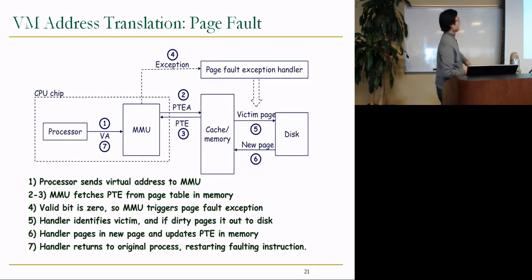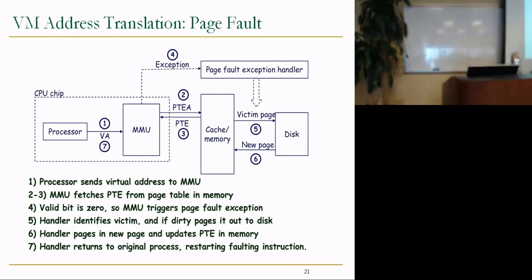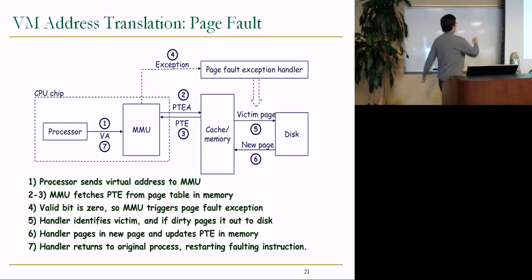In this case, you have the same process. You send the page table entry address, you grab the actual page table entry. So you have one memory access now. It's not valid, you send an exception. You grab the page from the disk, and you also have to evict something from the memory into the disk. So you have two transfers from and to the disk.